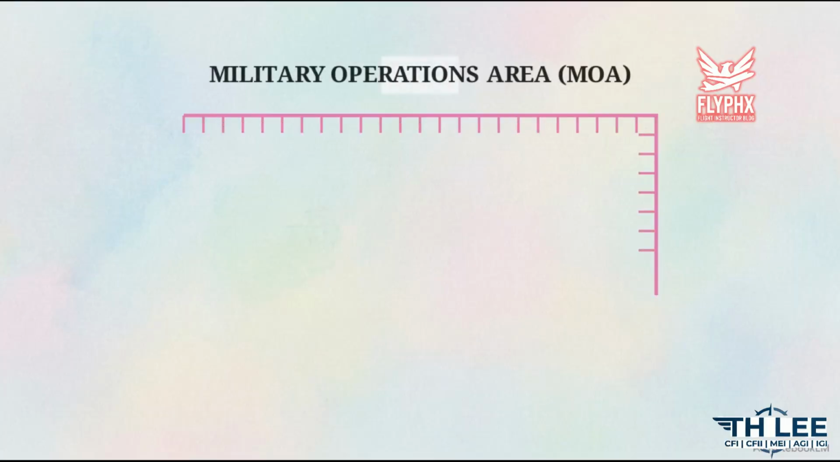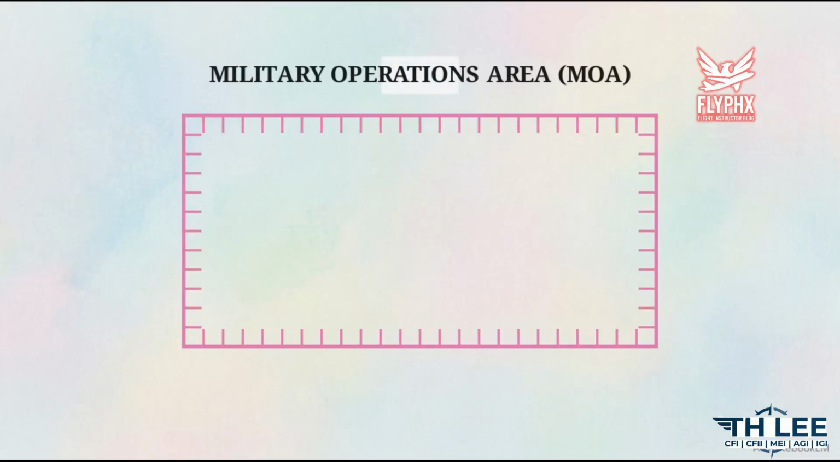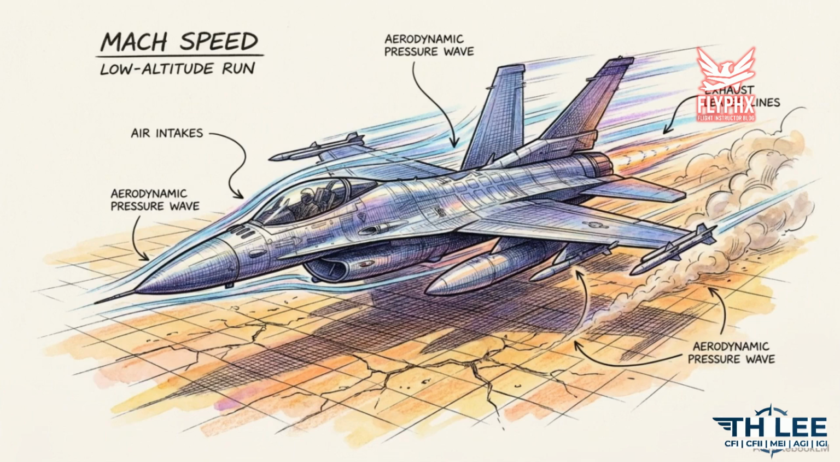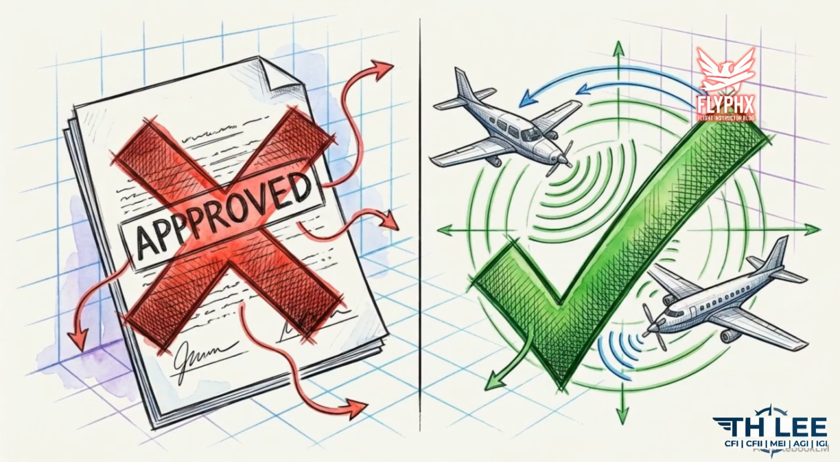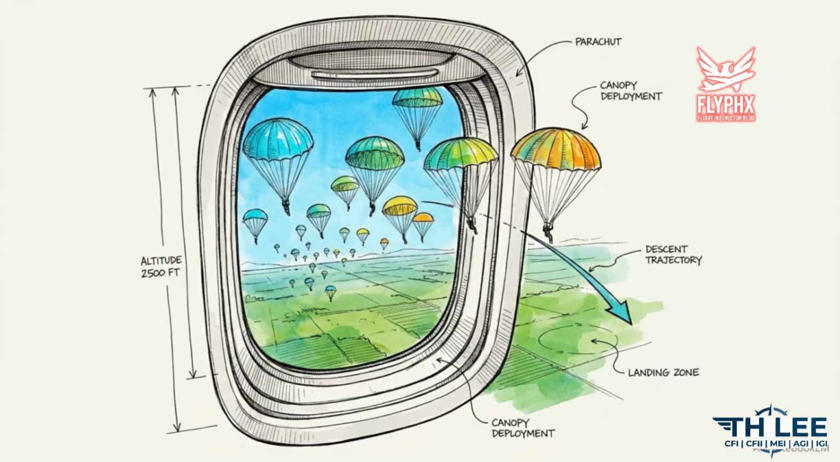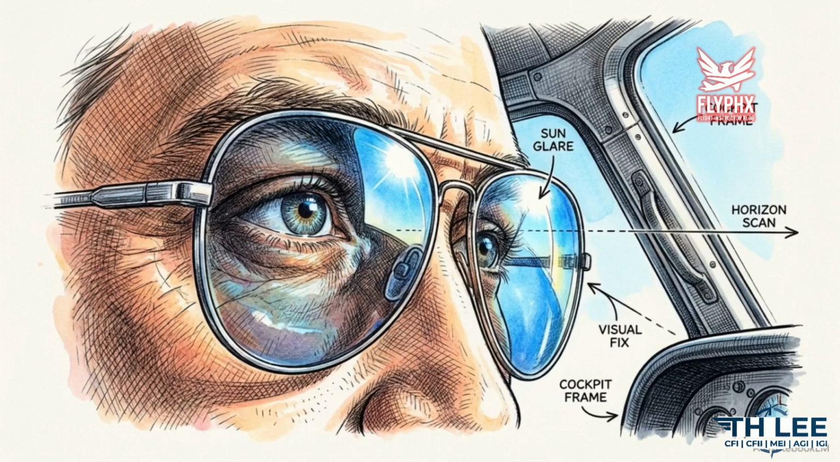Military operations areas, or MOAs, are marked with magenta comb lines. They separate IFR traffic from military training, where aircraft routinely exceed 250 knots at lower altitudes. Prior to entering, you should check the active status with a flight service station and contact the controlling agency. You aren't asking for permission, you are asking for traffic advisories. Alert areas use the same magenta lines to inform pilots of high-volume student training or parachute jumping. In an alert area, the sole responsibility for collision avoidance falls entirely on the transiting pilot.